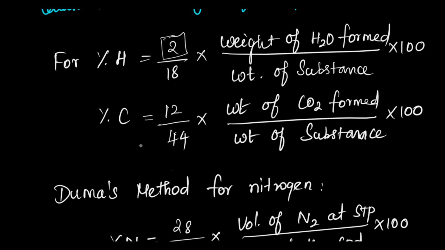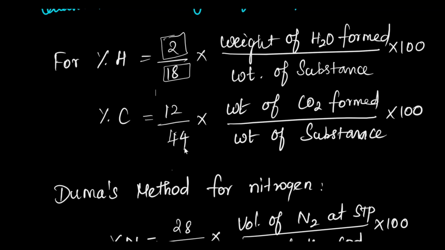And in the denominator, mention the compound formed from that atom. Here for hydrogen, H2O is formed. What is the weight of H2O? Molecular mass of H2O is 18. So that part you should not miss. Into weight of the H2O formed, how many grams, that weight, divided by weight of the substance, overall substance, into 100.